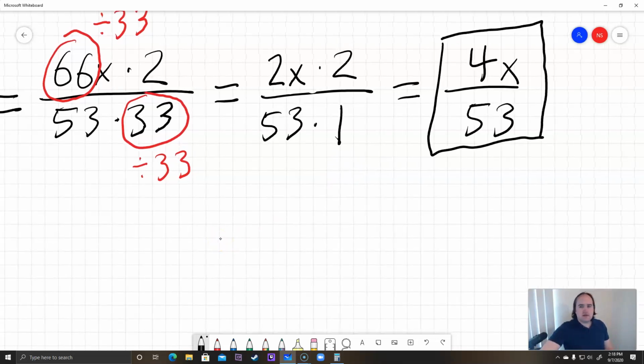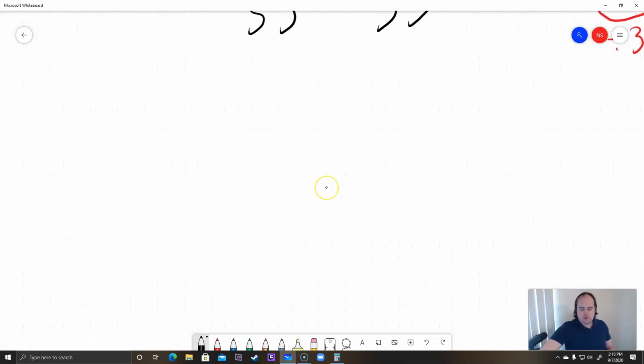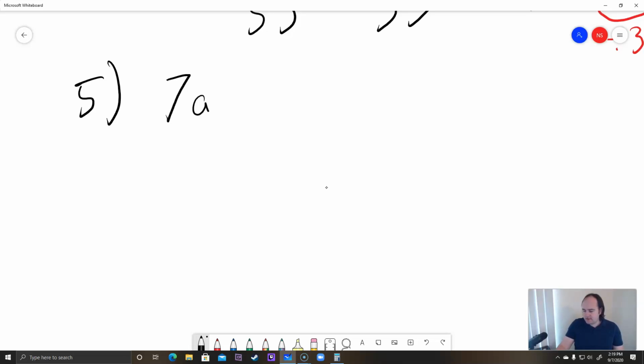So these can be tricky, so I'm going to do a lot of examples. That was example number 4. The next one is example number 5. Example number 5 is 7a squared times 1 over 6.